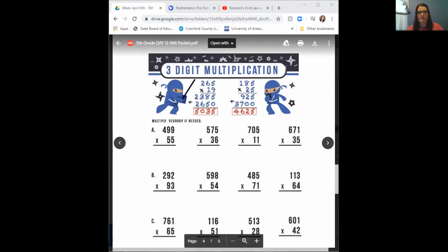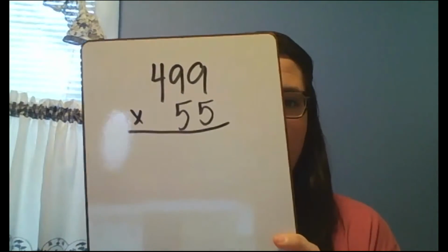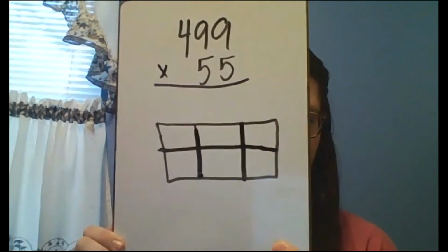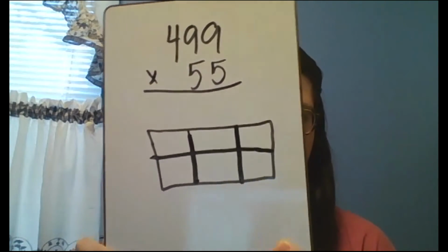499 times 55. I'll come back to me, and I have the problem written on my board. We're going to start with the box method. We're going to draw our box for this problem, and it's going to look a little different than our box from yesterday for 2-digit by 2-digit, because we have to add a couple extra boxes since we have a 3-digit number. So our box for 3-digit by 2-digit will look like this. We just added an extra column of squares. At the top, we're going to put our 3-digit number.